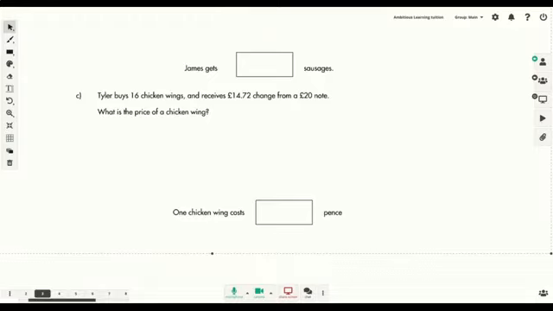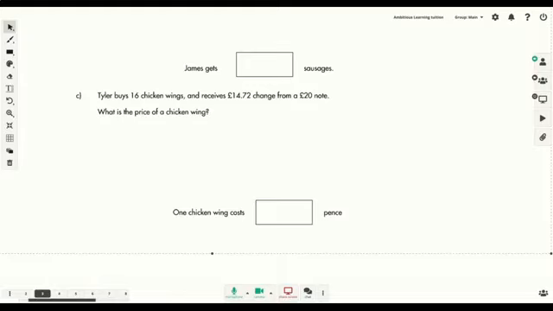Part C: they're telling you Taylor buys 16 chicken wings and receives £14.72 change for a £20 note. What is the price of a chicken wing? For questions like this, when they're asking how much each costs, first you need to subtract 14.72 from 20, and then you just divide that by 16.